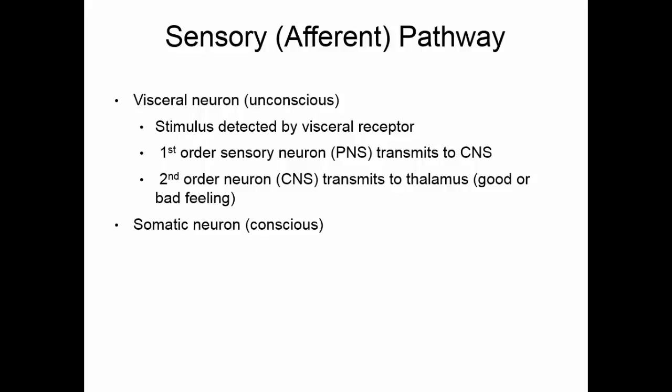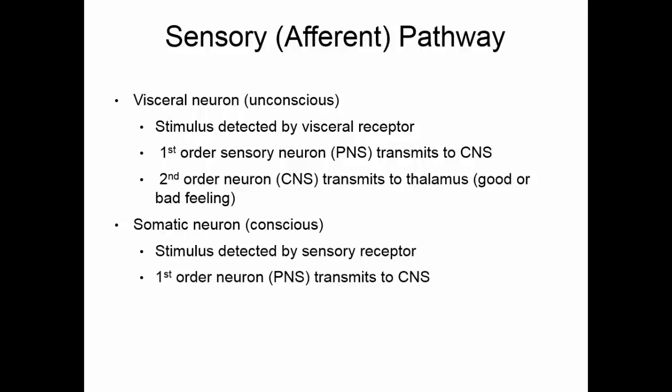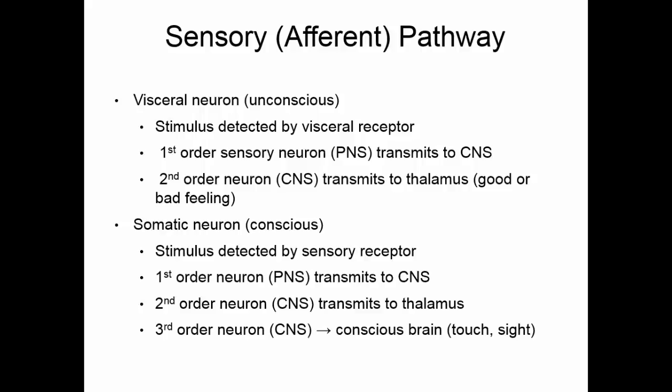If it's a somatic neuron that's activated, we're going to know about this. This is going to go to our conscious brain. Again, the stimulus is detected by a sensory receptor, and a first-order neuron, something from the peripheral nervous system, transmits the stimulus to the central nervous system. Here, a second-order neuron will pick it up and take it to the thalamus. We'll still get that good or bad feeling thing, but the thalamus will decide this time to connect it to a third-order neuron in the central nervous system. This will take the stimulus to our conscious brain, where we will interpret it as touch or sight or sound.